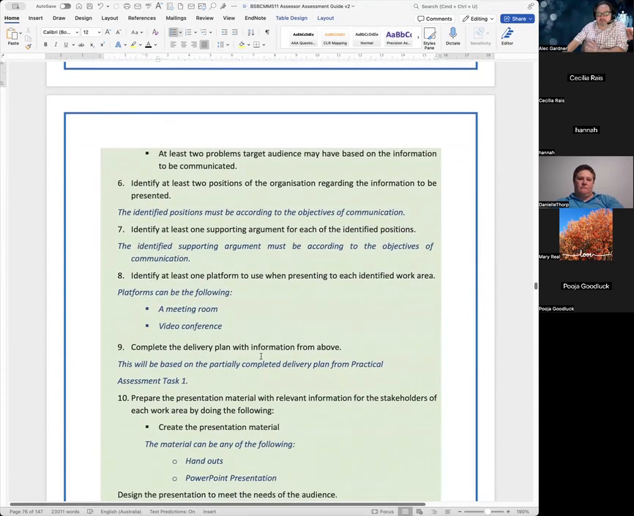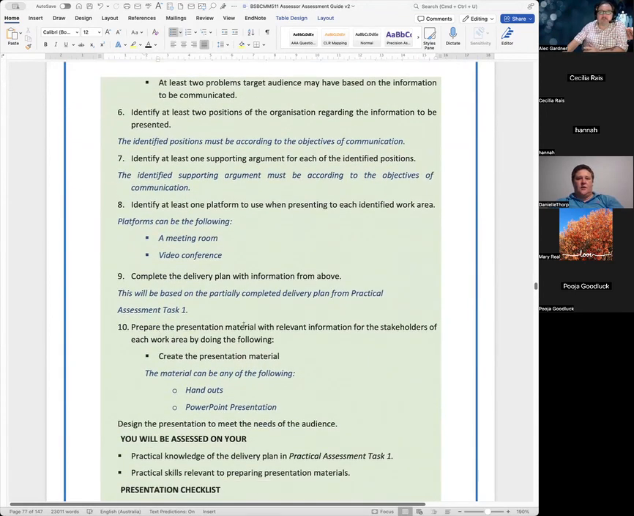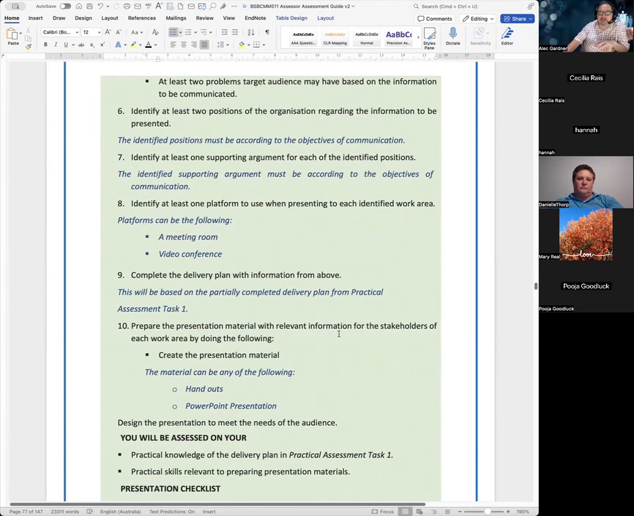Complete the delivery plan, which you've already completed. Prepare the presentation materials with relevant information for the stakeholders of each work area by doing the following. So create your presentation material. It can be a small handout.